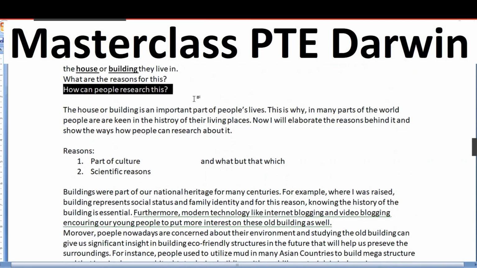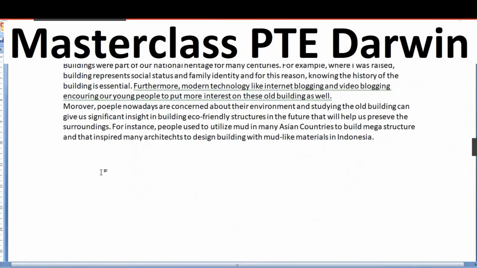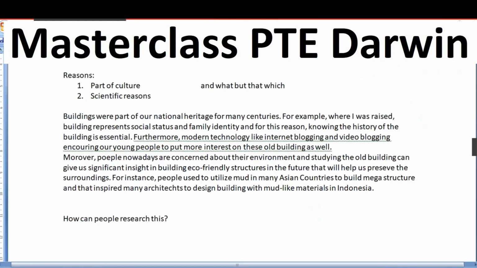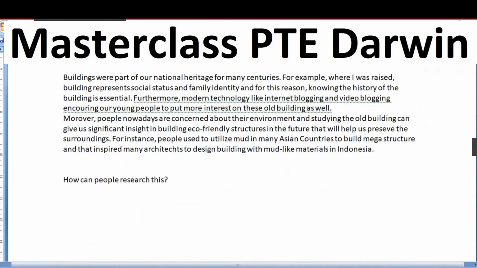So how can people research this? This is much easier. Nowadays it's very easy for people to research the old buildings. You have the internet, and you also have modern equipment to study in different chemical labs. They can help you with this. Sometimes even the government provides funds for this sort of research. So now let's come to the second part: how people can research the history of old buildings or housings.